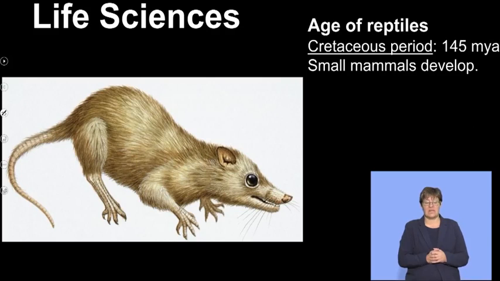Now, also in the Cretaceous period, a tiny little mammal developed. Okay, and it was basically about the size of a rat. And of course, because dinosaurs were huge, these little rat-like creatures managed to hide away and survive without being affected by these predaceous dinosaurs.